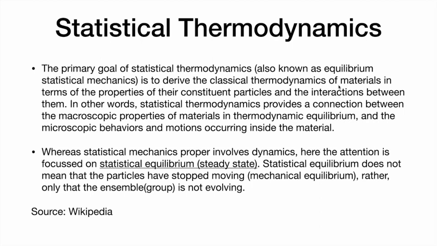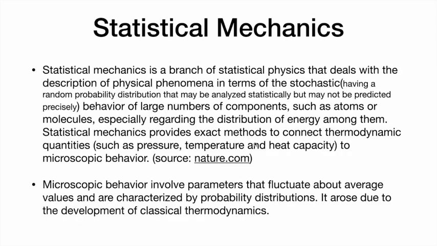Is to derive the classical thermodynamics of materials. In other words, statistical thermodynamics provides a connection between the macroscopic properties of materials in thermodynamic equilibrium and the microscopic behaviors and motions occurring inside the material. So macroscopic properties which are in thermal equilibrium with the microscopic properties. So if mechanics is going to involve dynamics, then statistical thermodynamics is going to involve equilibrium.